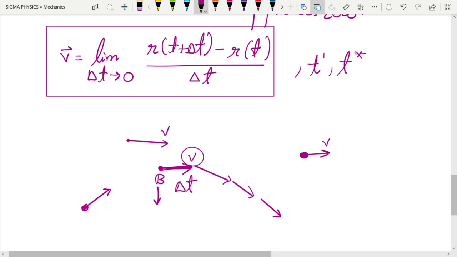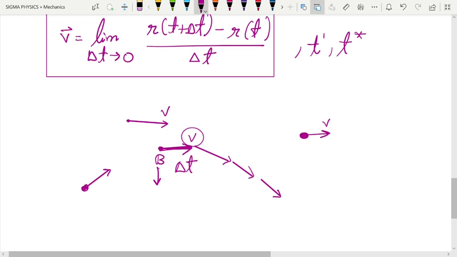So this is the concept of instantaneous velocity. The velocity that the ball has when you have taken its picture in space, when you have taken that photograph, right? So basically, the instantaneous velocity is the velocity of the body at any instant in time.